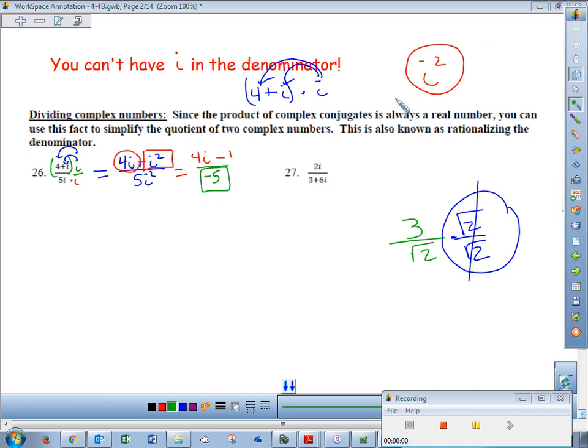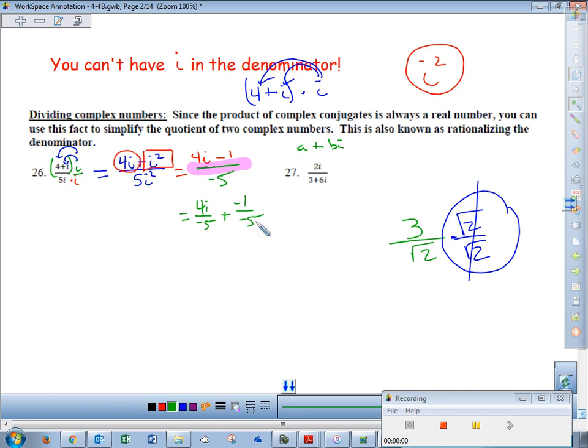Now, we have to put this in a plus bi form. This is not in a plus bi form. So, let me get rid of that box around there. I'm going to write this out. You don't have to do this, but check it out. If it's 4i minus 1 all over negative 5, would you agree that that's the same thing as 4i over negative 5 and then plus a negative 1 over negative 5? Right? You can split the fraction up, right, because they're all over negative 5. Yes? No? Okay.